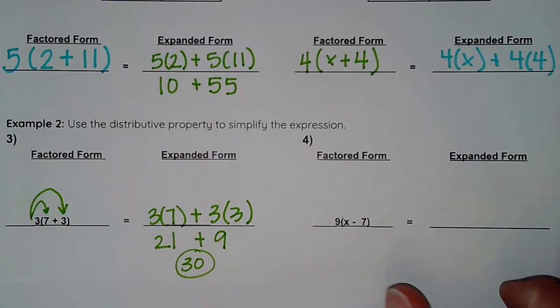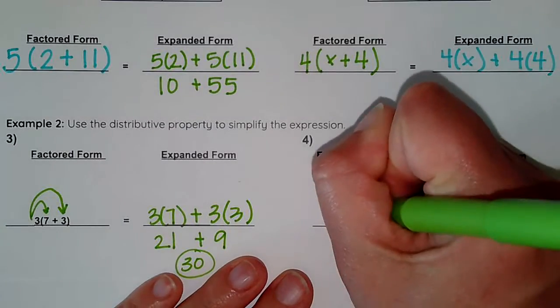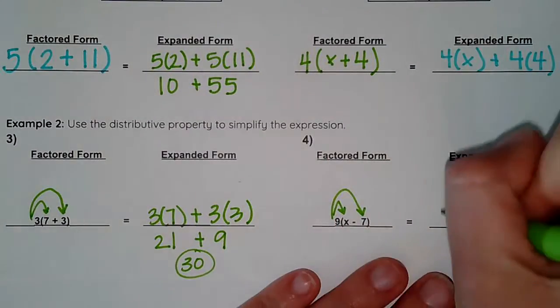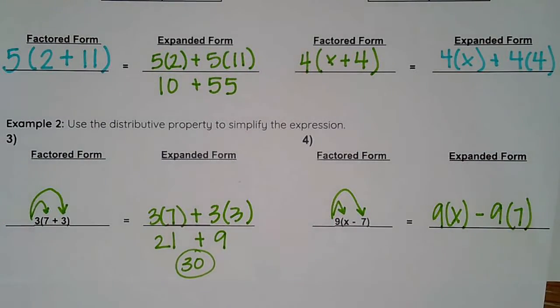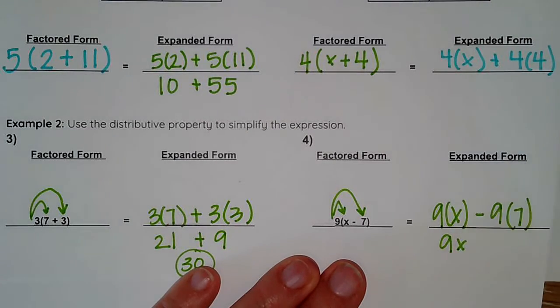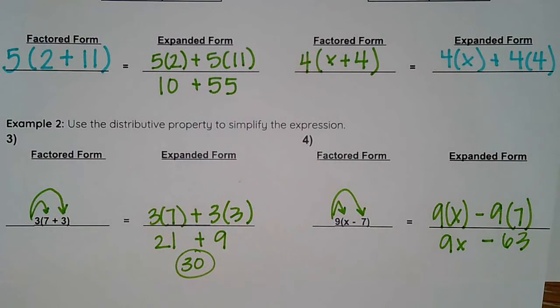Now, again, with the variable, we can distribute again. We've got 9 times x minus 9 times 7. I can simplify that down to say 9x minus 63. So the distributive property allows us to simplify our expressions and combine like terms. In this instance, 9 and 7 are both constant numbers, and they can be combined here. This allows us to have a more simple expression.